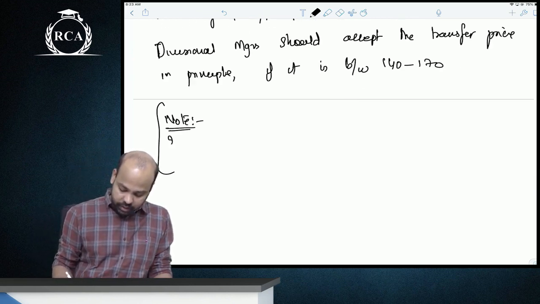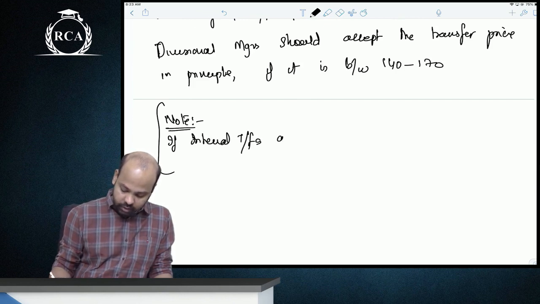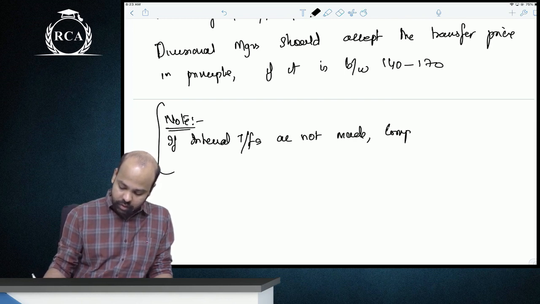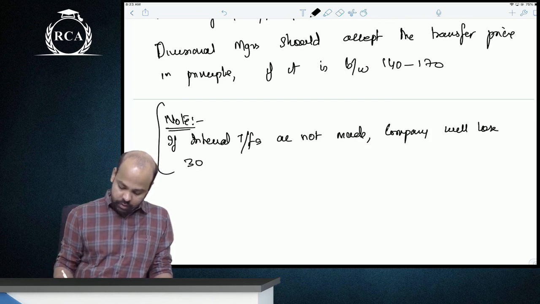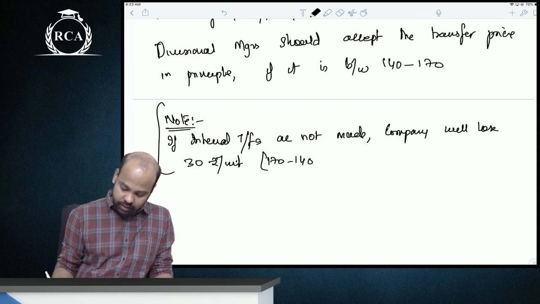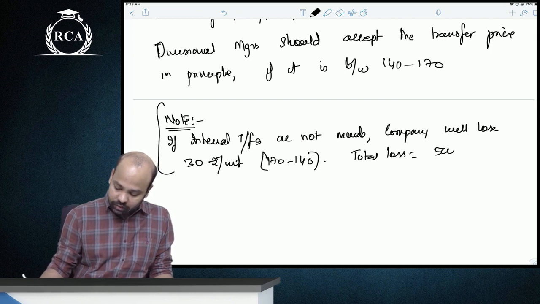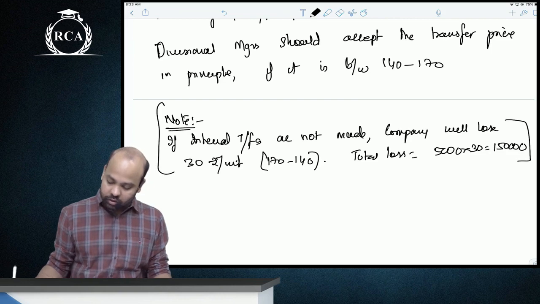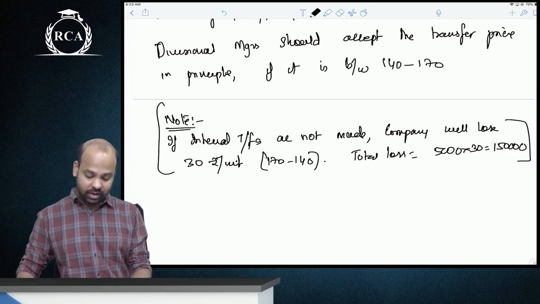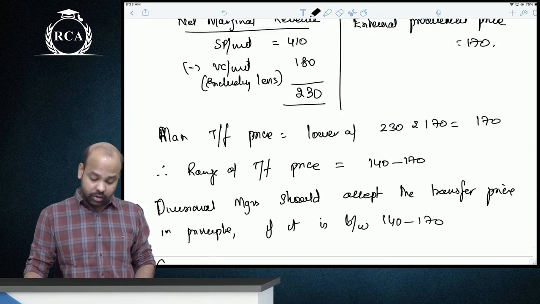You can also say, just for our understanding, I'm writing a note: if internal transfers are not made, the company as a whole will lose. The company will lose 30 rupees per unit, the difference of 170 and 140. Total loss would be 5,000 units into 30 rupees, 1,50,000. This would be the total loss that the company would incur.